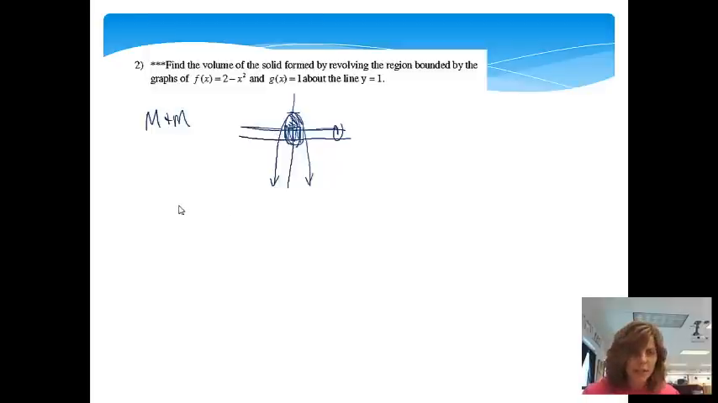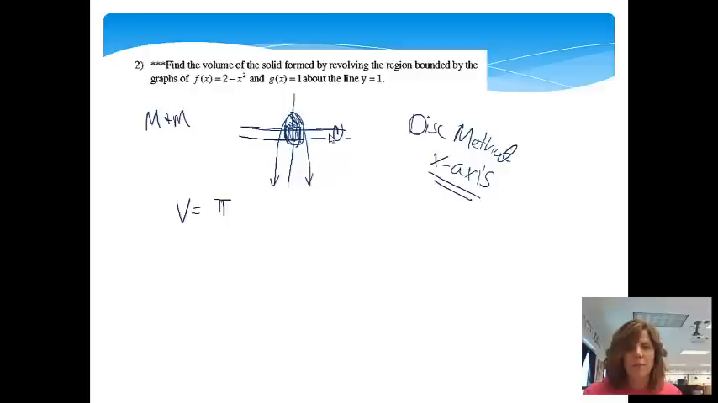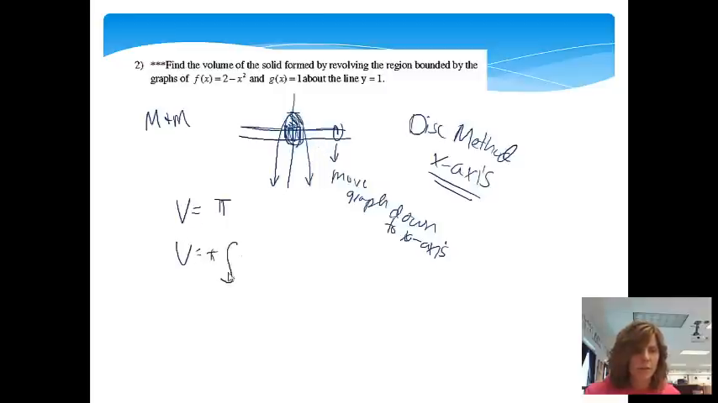Alrighty, so getting the volume, we're going to have volume equals pi. Now one thing, when you use the disk method, it depends on us going about the x-axis. So you'll notice right now we're going about the line y equals 1. So what we need to do is move the graph down to the x-axis. So we're just going to move this entire picture down. So we'll have volume equals pi, and it's still going to go from an x value to an x value.